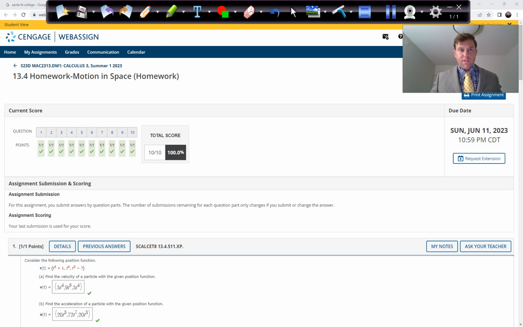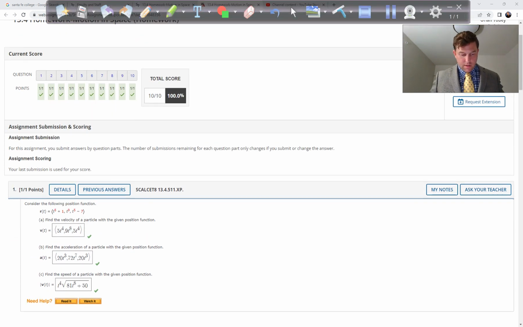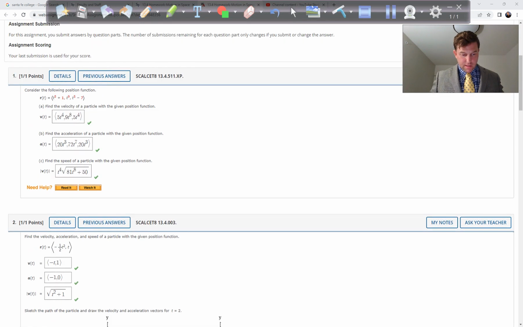Okay, for Chapter 13, Section 4, we're going to do motion in space. So we can use these vectors and their derivatives to calculate things in space.